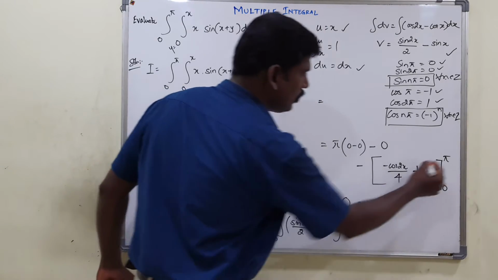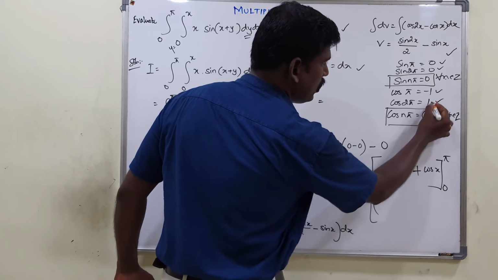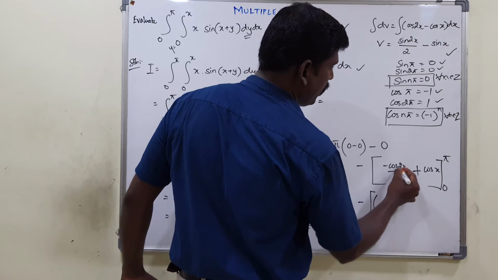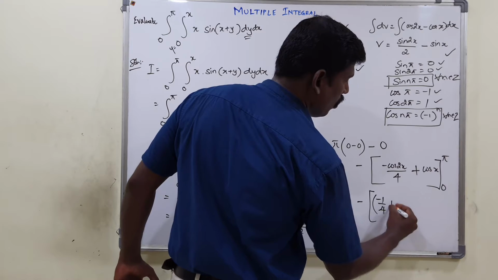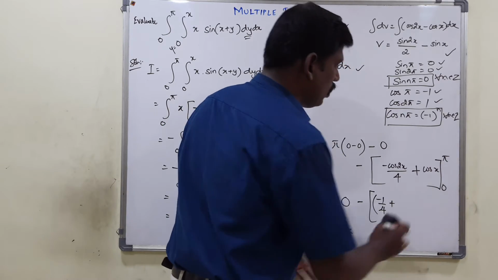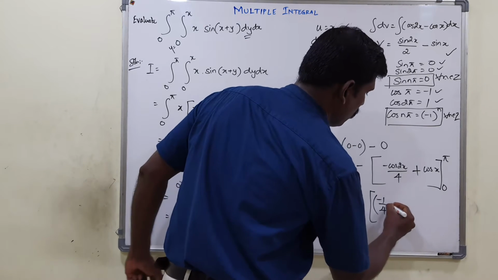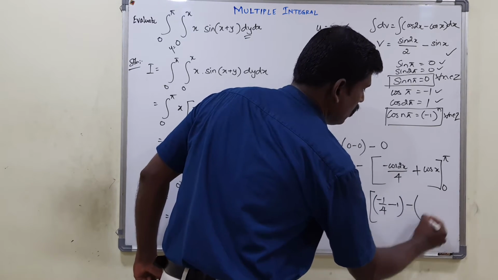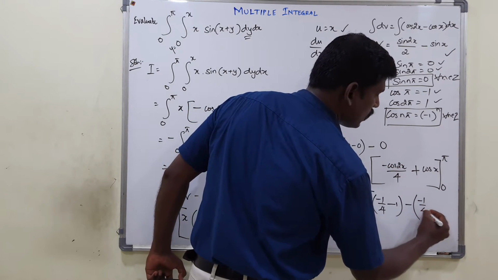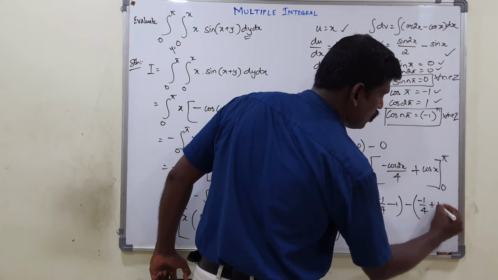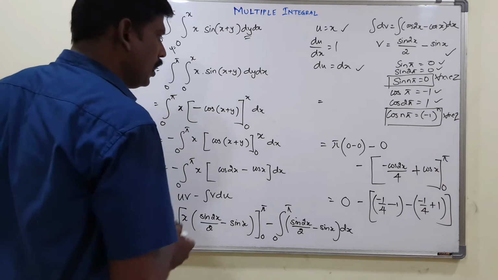Minus, applying pi here, what do you get? Upper limit for cos: cos 2 pi is 1. So minus 1 by 4, plus cos pi is minus 1. So minus 1 by 4 minus 1, minus, applying lower limit 0, cos 0 is 1. So minus 1 by 4 once again plus cos 0 is 1. Simplify it and you can get the answer.